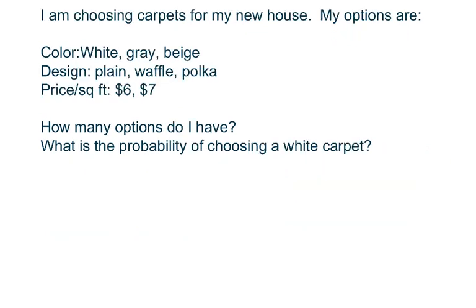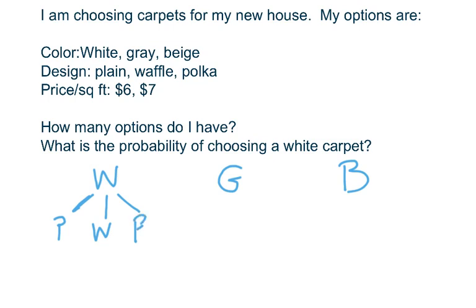Okay, let's look at one more example. And this is true. I am choosing carpets for my new house. My options are, I can pick colors, designs, and the price per square foot. So how many options do I have? So I'm going to start with my color, white, gray, beige. My design, there's 3 choices for my design: plain, waffle design, looks like a waffle, and polka dot has like, not really polka dots in it, but like indentations.